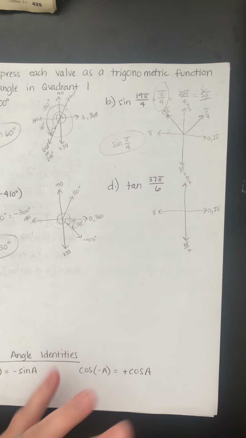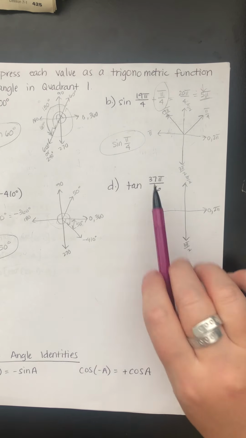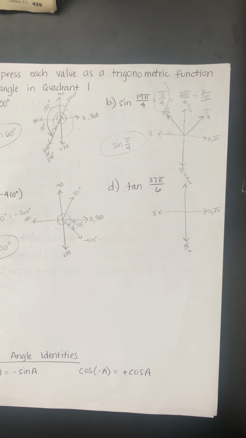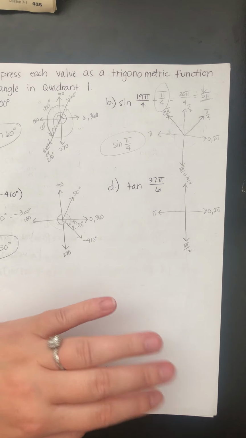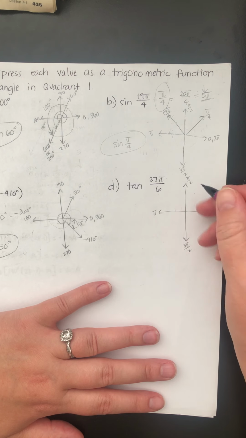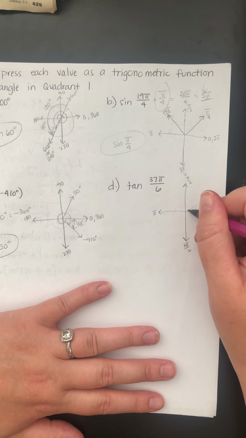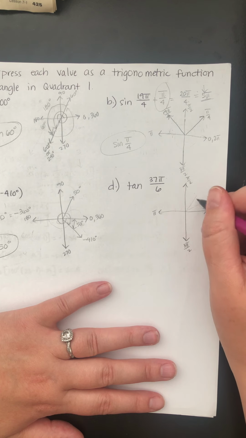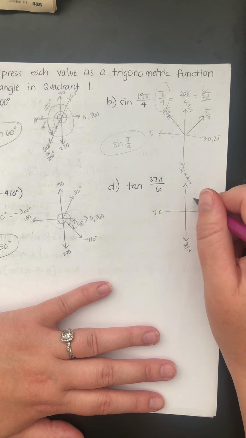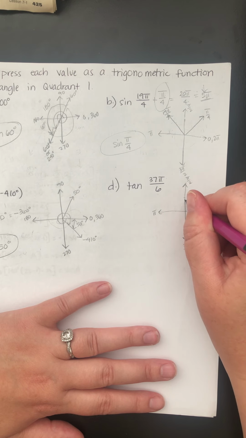Okay, we have to see if there's something that we can add to make this a multiple of 360 or an odd multiple of 180. So let's see here. I'm going to show you pi over 6 is the same thing as 30. So 30, 60, 90, 3 times in each quadrant you're going to hit an angle. So 1 pi over 6, 2 pi over 6, 3 pi over 6.